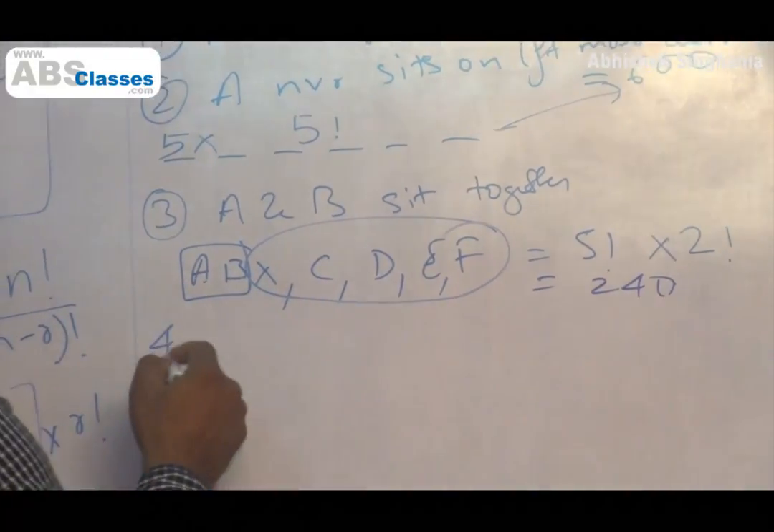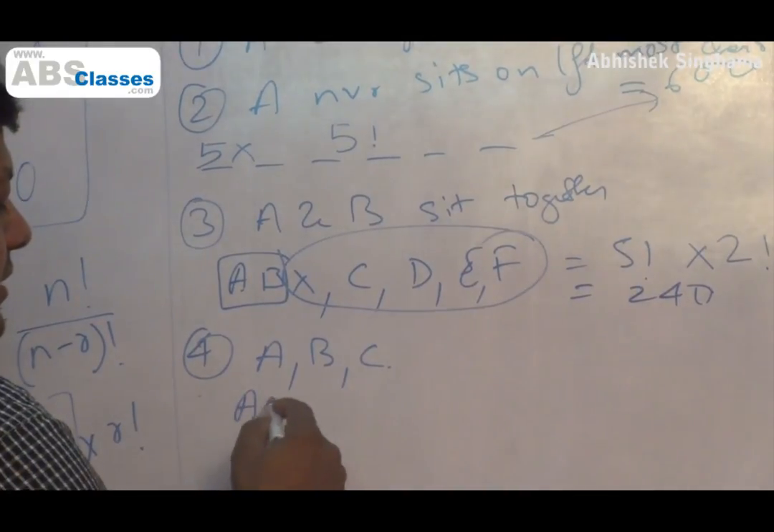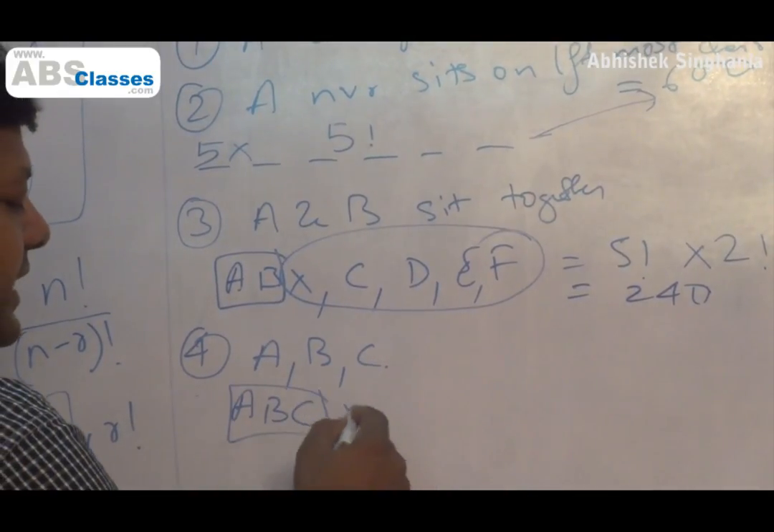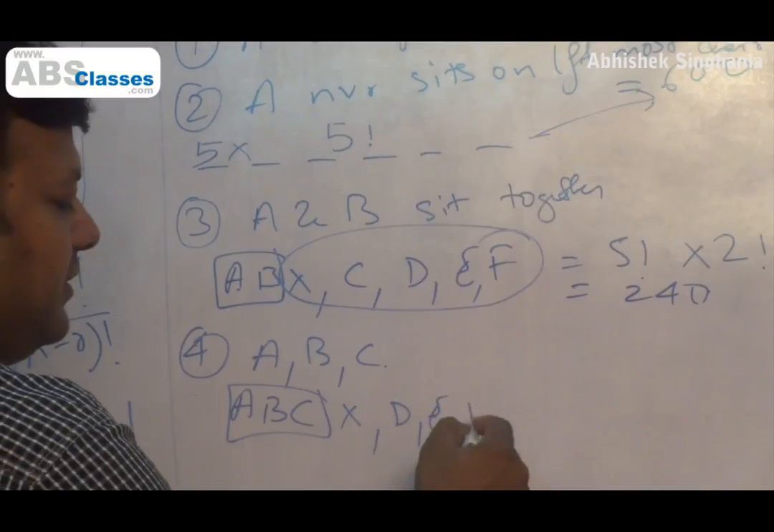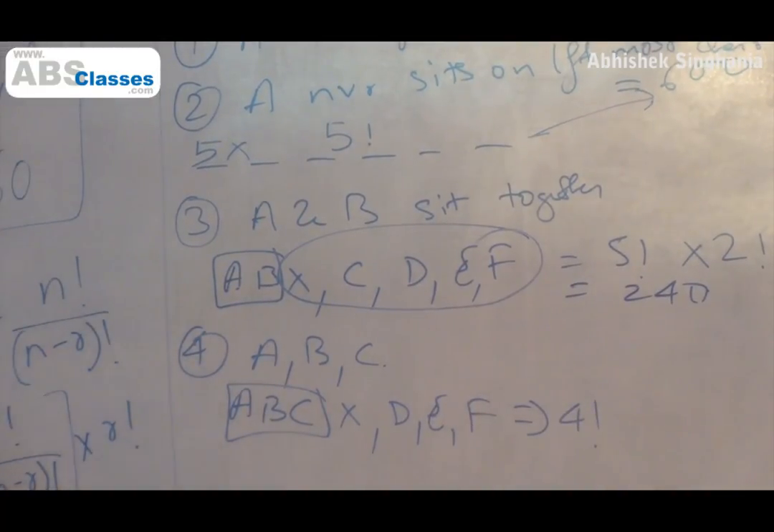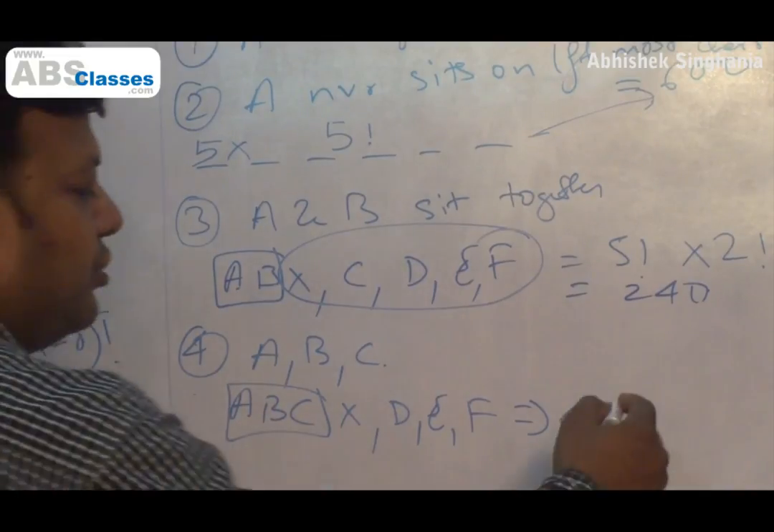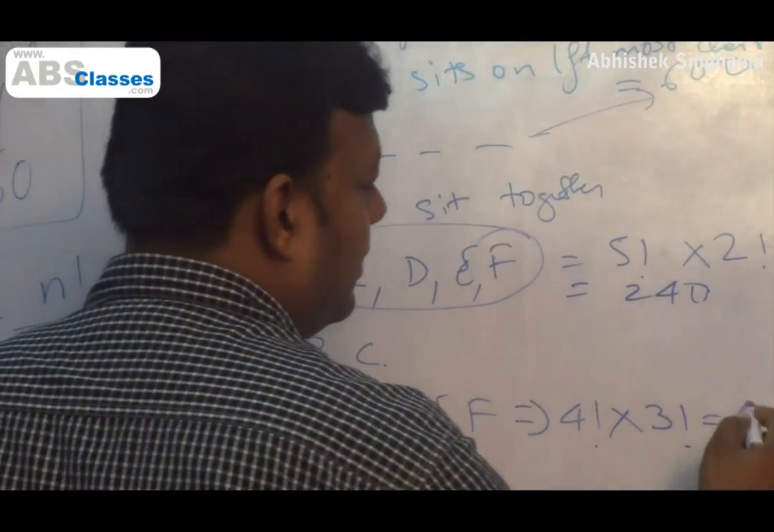Okay. Similarly, ABC sit together, same logic. So I take ABC as 1 unit, say X, then there are D, E, F. So there are 4 of them, so 4 factorial. Now ABC can internally arrange themselves in 3 factorial ways, not 3 ways. Remember, ABC can internally arrange themselves in 3 factorial ways. So it should be 4 factorial into 3 factorial, or 144.